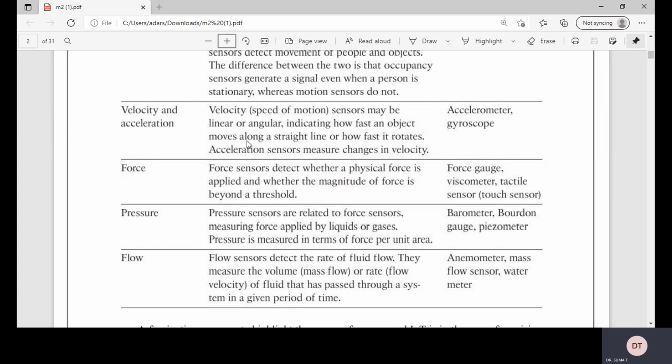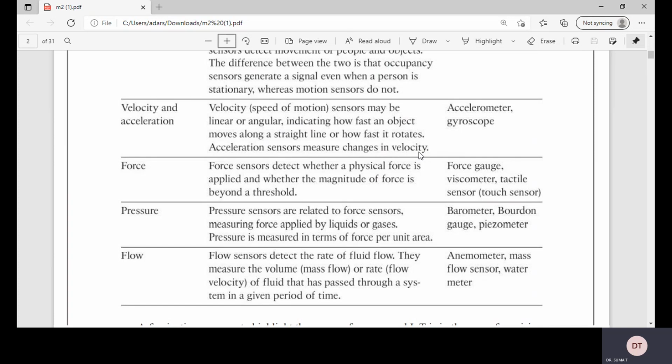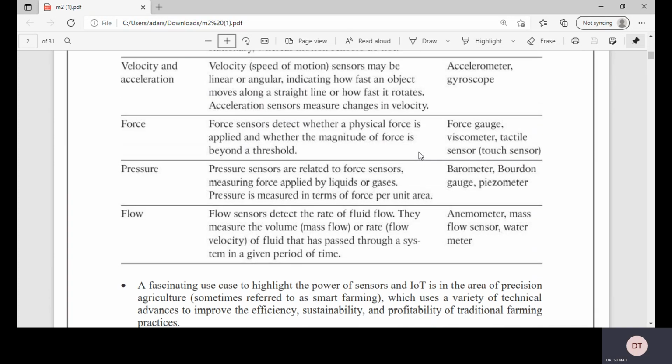Force sensors detect whether a physical force is applied and whether the magnitude of that force is beyond the threshold value. Examples are force gauge, viscometer, tactile sensor and touch sensor. Next is the pressure sensor, related to force sensors, measuring force applied by liquids or gases. Pressure is measured in terms of force per unit area. Examples: barometer, Bourdon gauge and piezometer.